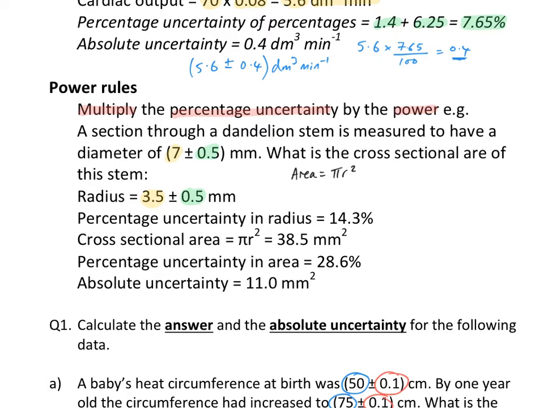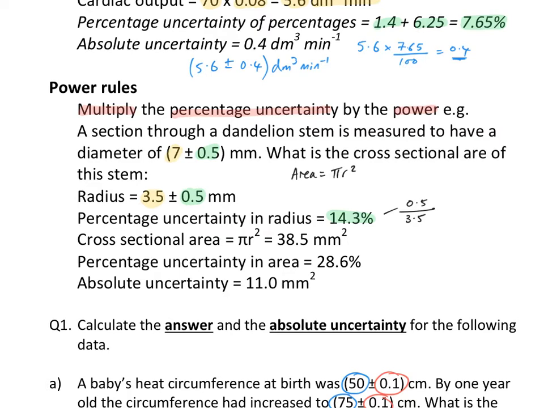Okay? So then we've worked out the percentage uncertainty in the radius. So how have I got 14.3? Yeah, so that is 0.5 divided by the actual, which comes in at 14.3. Let's check that. 0.5 divided by 3.5. Oh, it is times 100. Yeah, 14.285. So it's rounded to 14.3. So that's the percentage uncertainty in the radius.